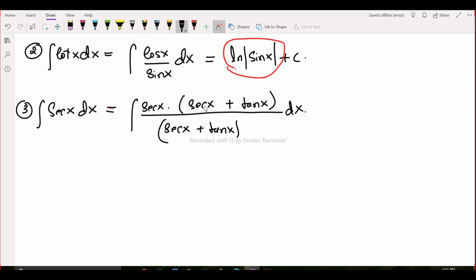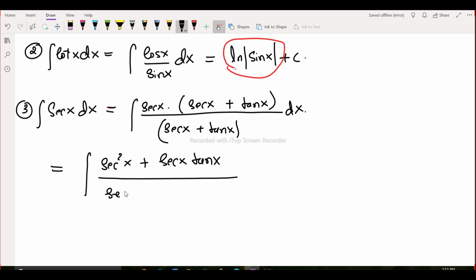Now you'll say, why have you multiplied and divided by this? The reason is because this will give me sec square x plus sec x tan x upon sec x plus tan x. And now if you carefully observe, derivative of sec is sec x tan x, derivative of tan is sec square x.